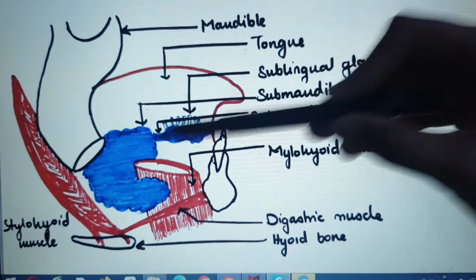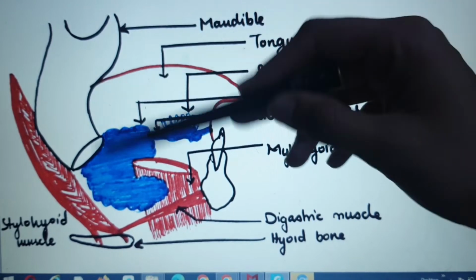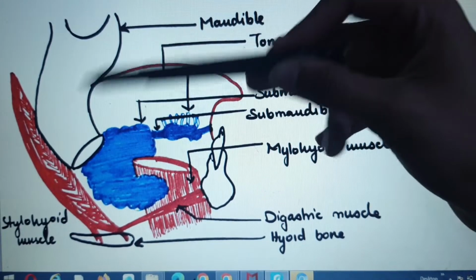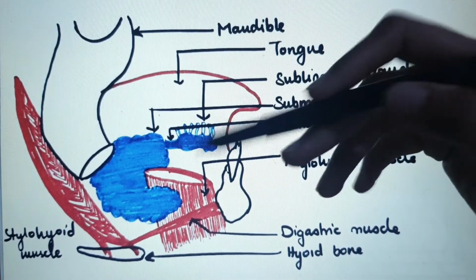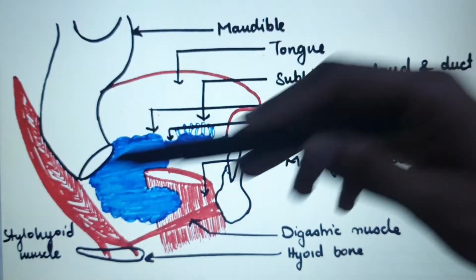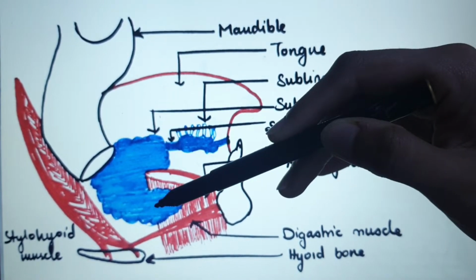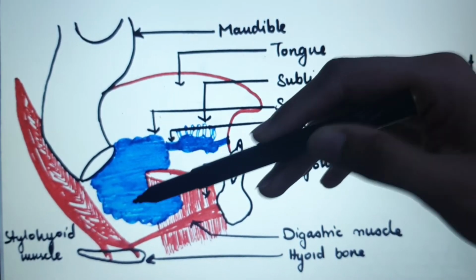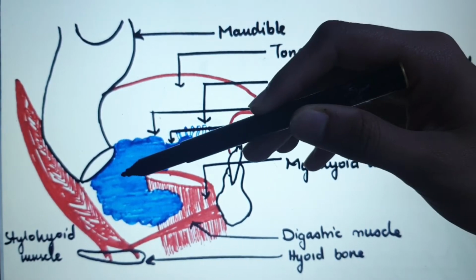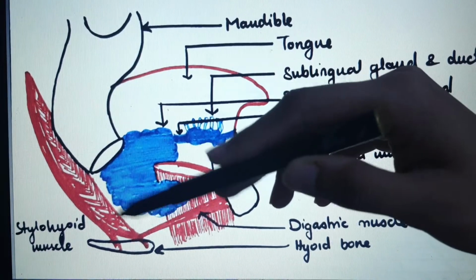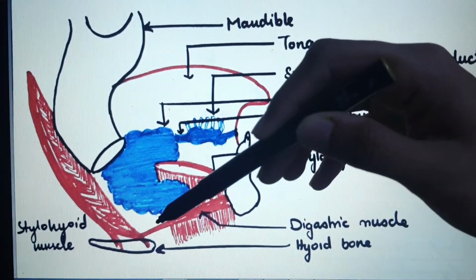Now as you can appreciate in this diagram, this gland is laterally enclosed by the mandible. As I told you before, this gland is divided into a deeper part and the superficial part. The superficial part is the part that fills the digastric triangle. It extends superiorly deep to the mandible and inferiorly up to the stylohyoid muscle and the digastric muscle.